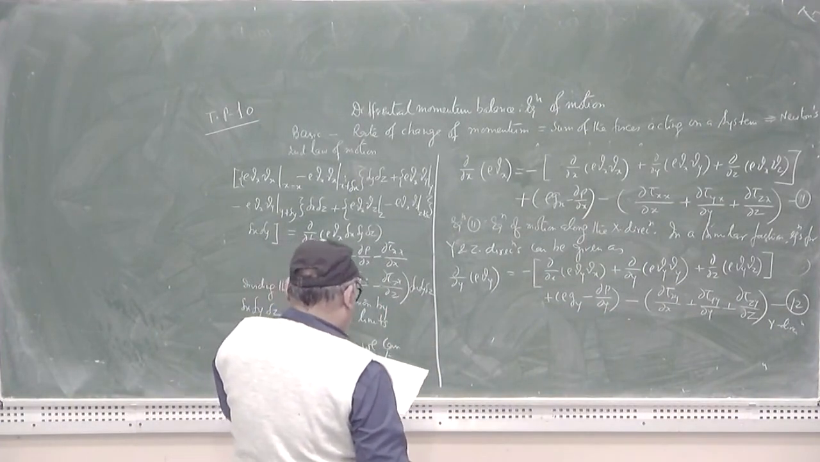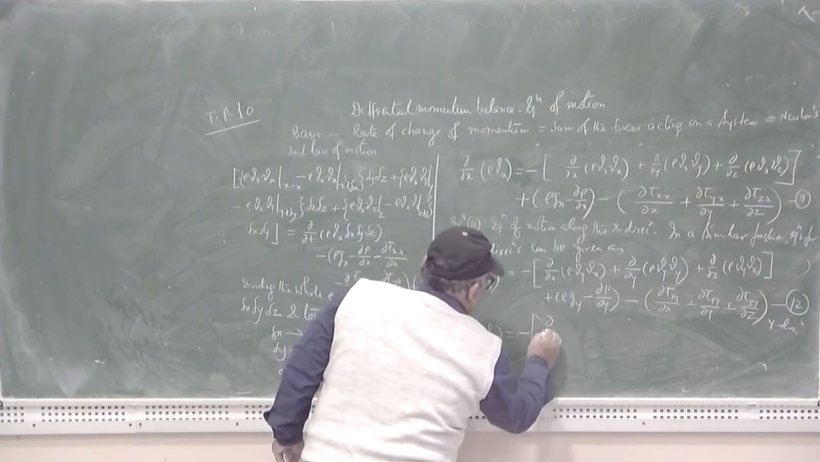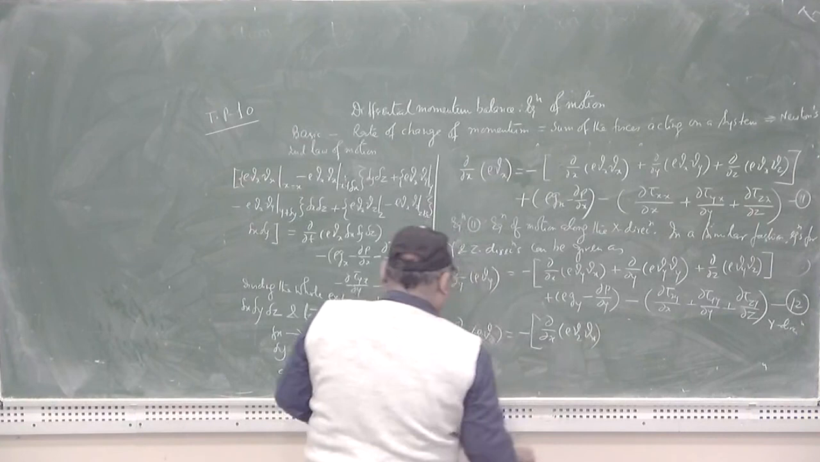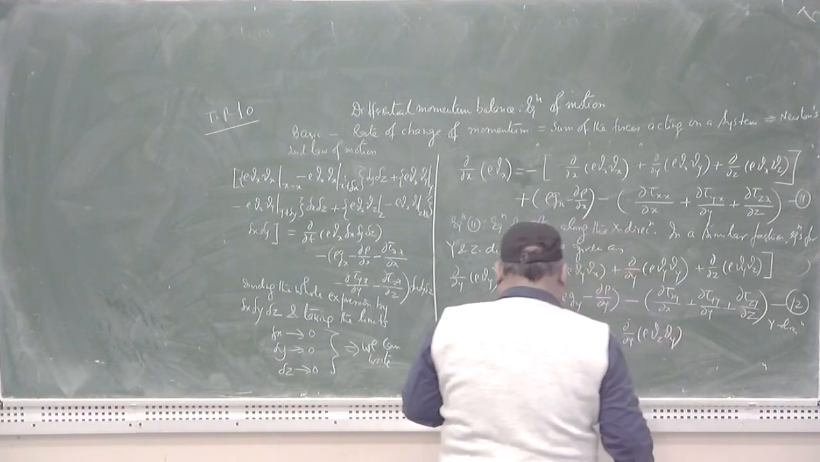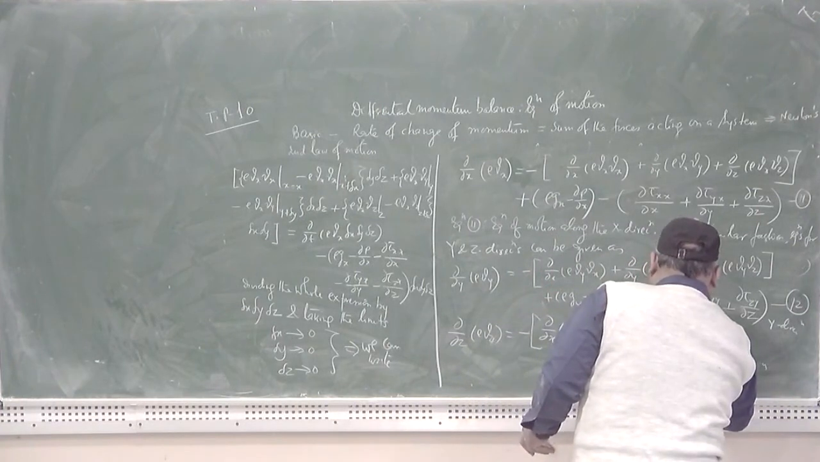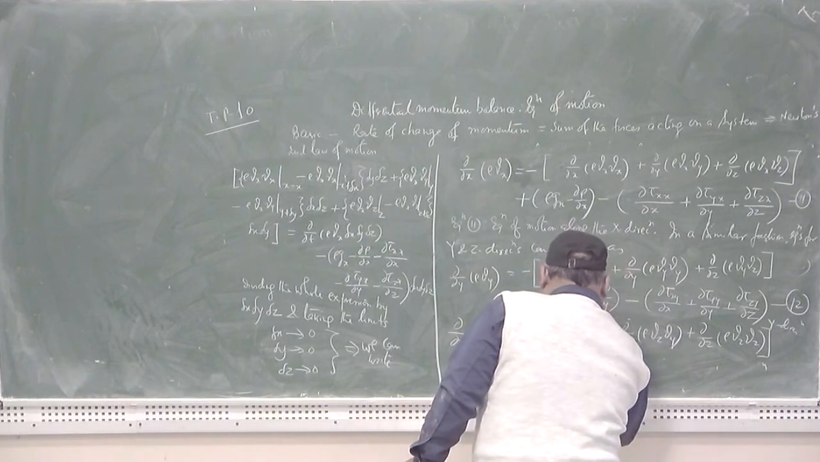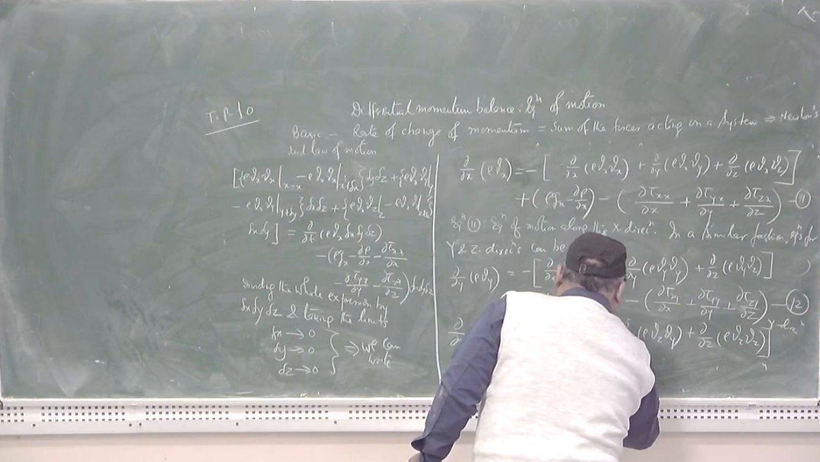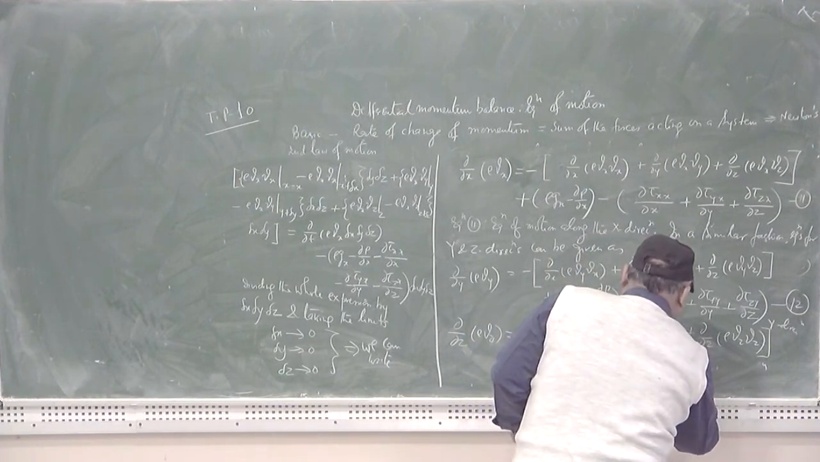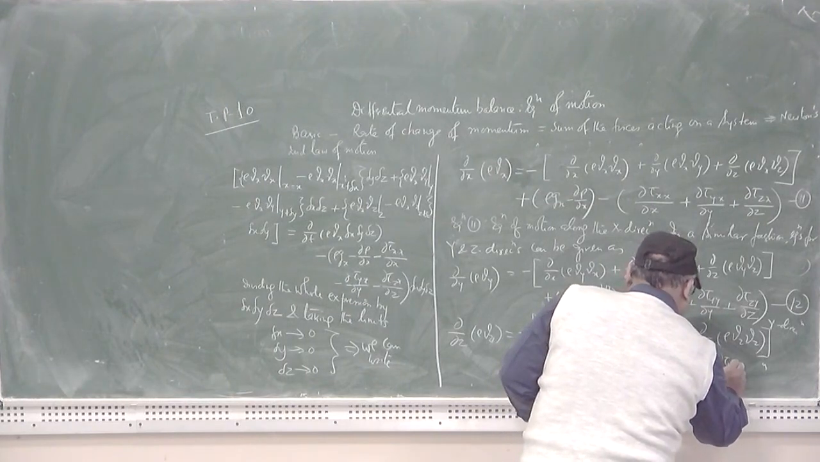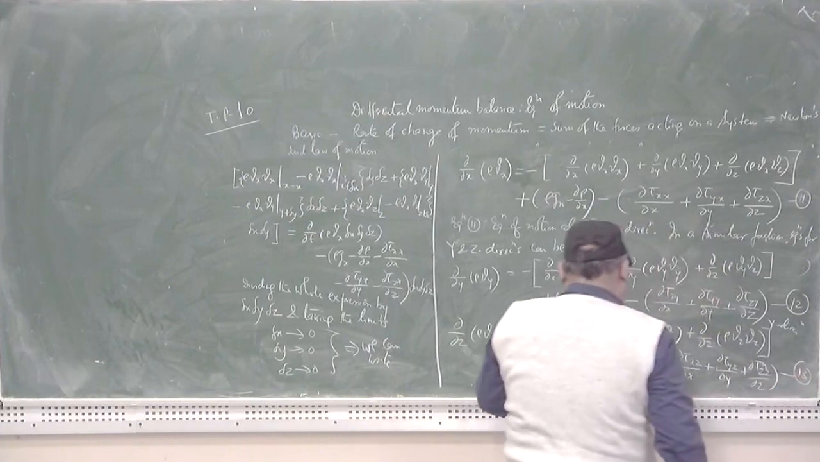Similarly, the equation along the z axis will be given as d by dt of rho Vz, that should be equal to minus d by dx of rho Vz Vx plus d by dy of rho Vz Vy plus d by dz of rho Vz Vz, plus rho Gz minus dP by dz minus d tau xz by dx plus d tau yz by dy plus d tau zz by dz. Let it be equation number 13, that is along the z axis.